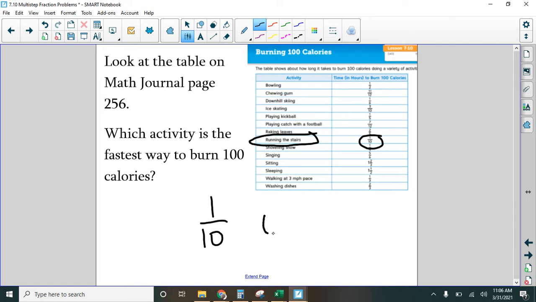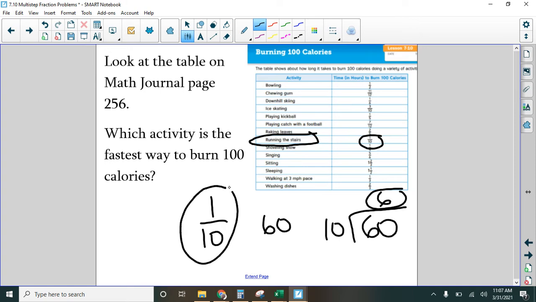Well, I know that an hour has 60 minutes. So what if I broke this hour into 10 parts? If I'm going to split something, that means I'm going to divide it. How many 10s are in 60? 6. So 1/10 of an hour is 6 minutes. You could burn 100 calories in just 6 minutes by running the stairs. Remember, Mr. White's granola bar was 100 calories. So if I wanted to use up all those calories, I could run on the stairs for 6 minutes. All right, let's keep going.